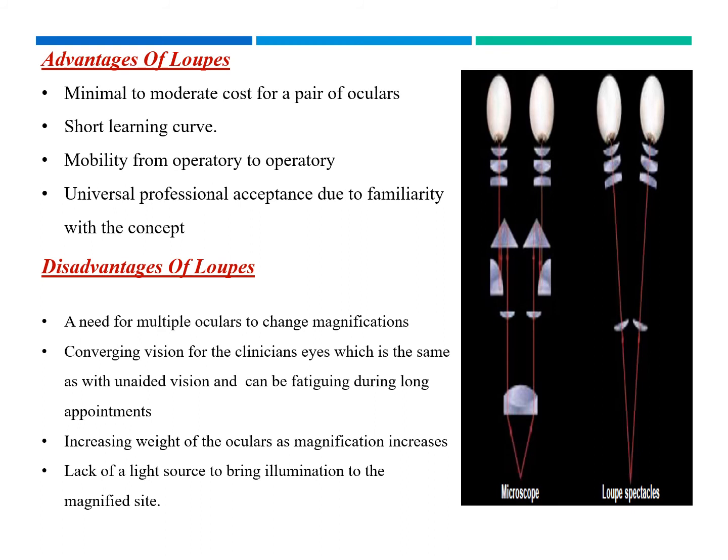The other disadvantage of loupes is converging vision for the clinician's eyes, which is the same as with unaided vision and can be fatiguing during long hours. There is also increasing weight of the oculars as magnification increases, as in the case of a Keplerian loupe system, and a lack of a light source to bring illumination to the magnified field.